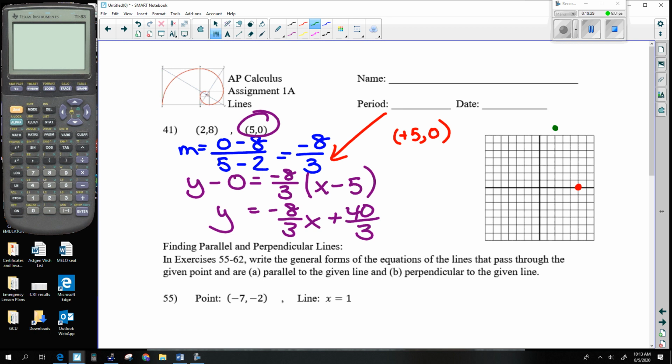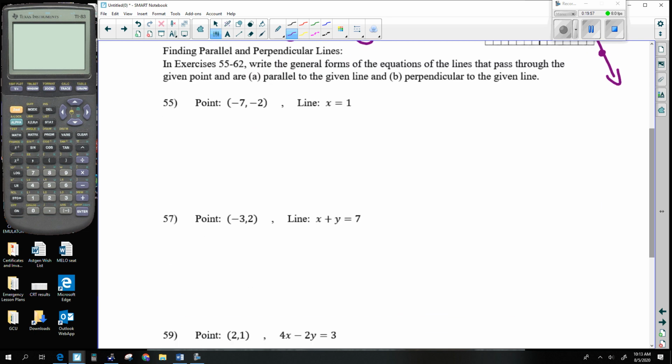And so if I have 5, 0, yeah, and so I have a slope of -8/3. So I go down 8, go over 3, which would be the same thing as going up 8 and over 3. And so I am hitting all the points that I'm supposed to be hitting, and that's how you can graph it.